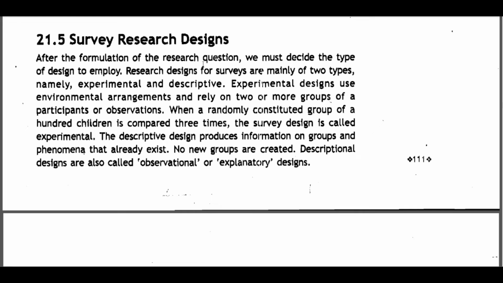After the formulation of the research questions, we must decide the type of design to employ. Research designs for surveys are mainly of 2 types, namely experimental and descriptive. Experimental designs are used in environmental arrangement and rely on 2 or 3 groups of participants or observations. When a randomly constituted group of 100 children is compared, the survey design is called experimental. The descriptive design procures information on a group or groups and phenomena that already exist. No new groups are created. Descriptive designs are also called observational or explanatory designs.